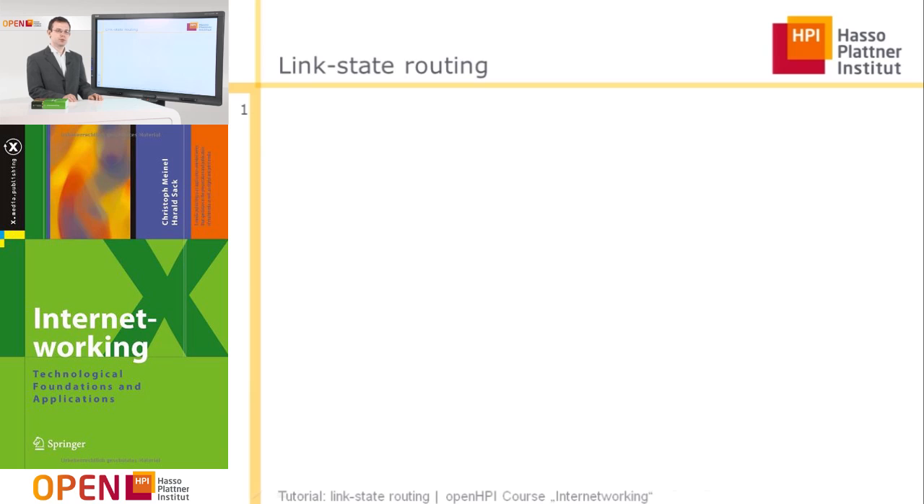During the last tutorial video, we discussed the distance vector approach for dynamic routing. And today I would like to discuss the link state routing approach, how it differs from distance vector routing and how it could be implemented.